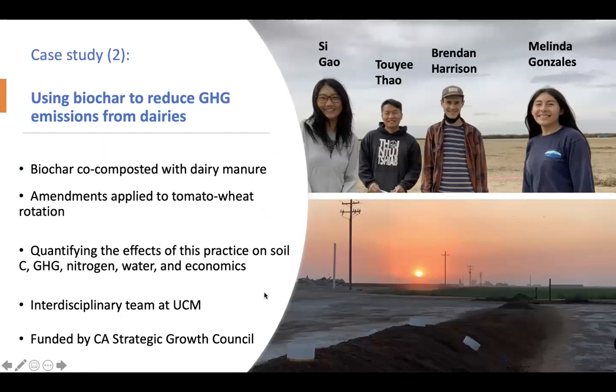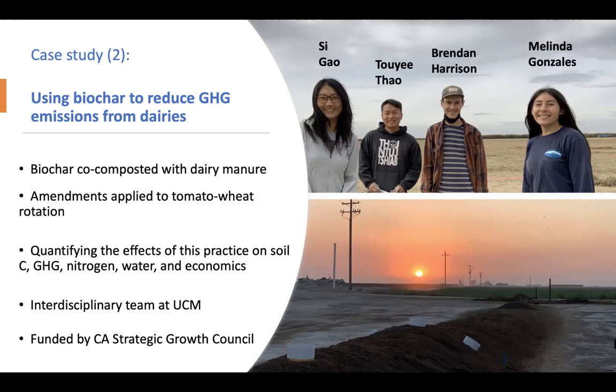So that's the quick overview, and then I'll give an even quicker overview of some work that we have in progress. This is an interdisciplinary team at UC Merced: engineers, economists, soil scientists, hydrologists. The work is funded by the Strategic Growth Council, and we're using biochar to reduce greenhouse gas emissions, particularly methane from dairies. We're co-composting biochar with dairy manure and also have a land application study that's growing right now.